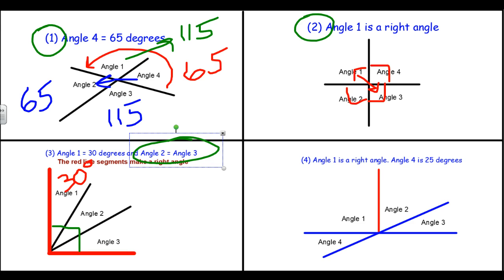So, since we have 60 degrees left to make up the entire 90-degree angle, and angle 2 and angle 3 have to be the same, we can just split the 60 in half and they each have to be 30. Again, because we know that everything needs to add up to 90 degrees, we know that angle 2 and angle 3 have to make up 60 degrees total, and they're the same, so we can split it in half.